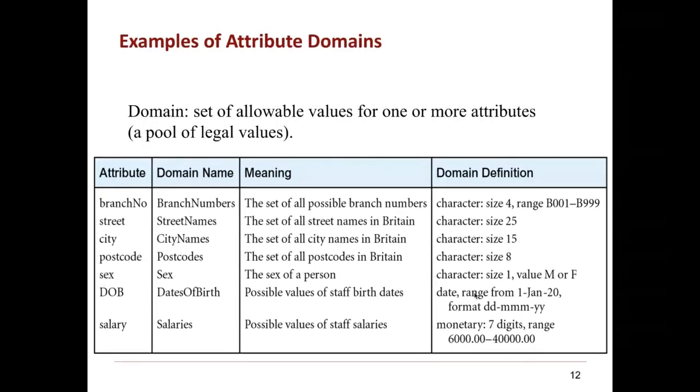Possible values of sex: we are allowing 2 possible values, male or female, and the size is 1, meaning we are accepting only 1 character, M for male and F for female. Salary: in this example they say that the minimum salary is 6,000 and maximum salary is 40,000. So the domain of salary, meaning the possible values of salary, start from 6,000 and end at 40,000. So the range is 6,000 to 40,000.